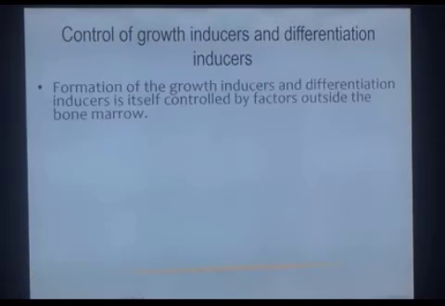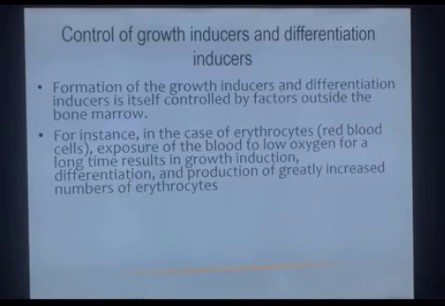Control of growth inducer and differentiation inducer. How are they controlled? They are usually inactive. In the inactive form they are present, but the formation of growth inducers and differentiation inducers is itself controlled by factors outside of the bone marrow. They are silent, non-active, but there are factors which activate them. These growth inducers or differentiation inducers are activated by factors which are present outside of the blood.